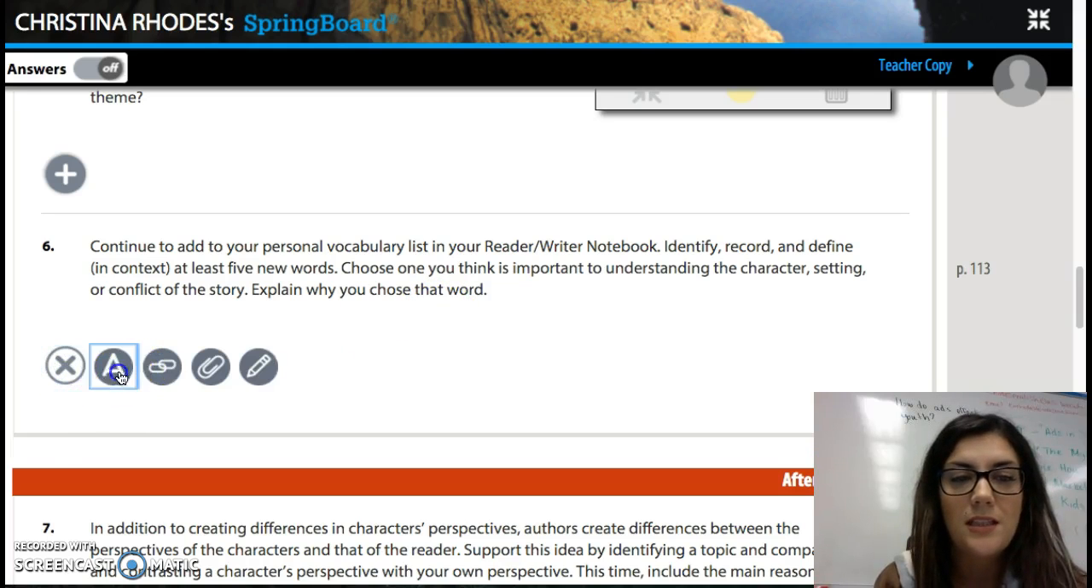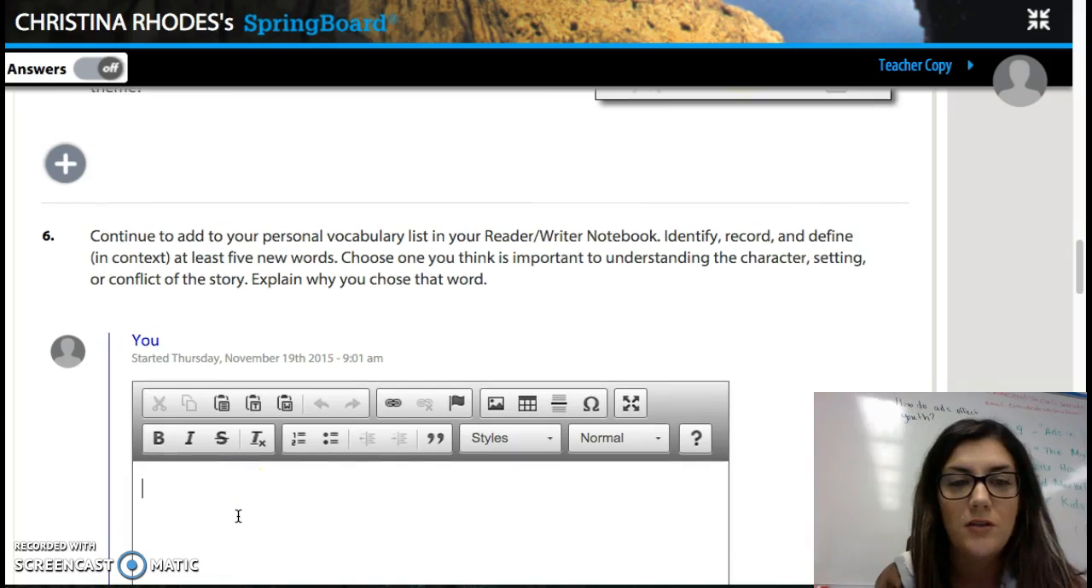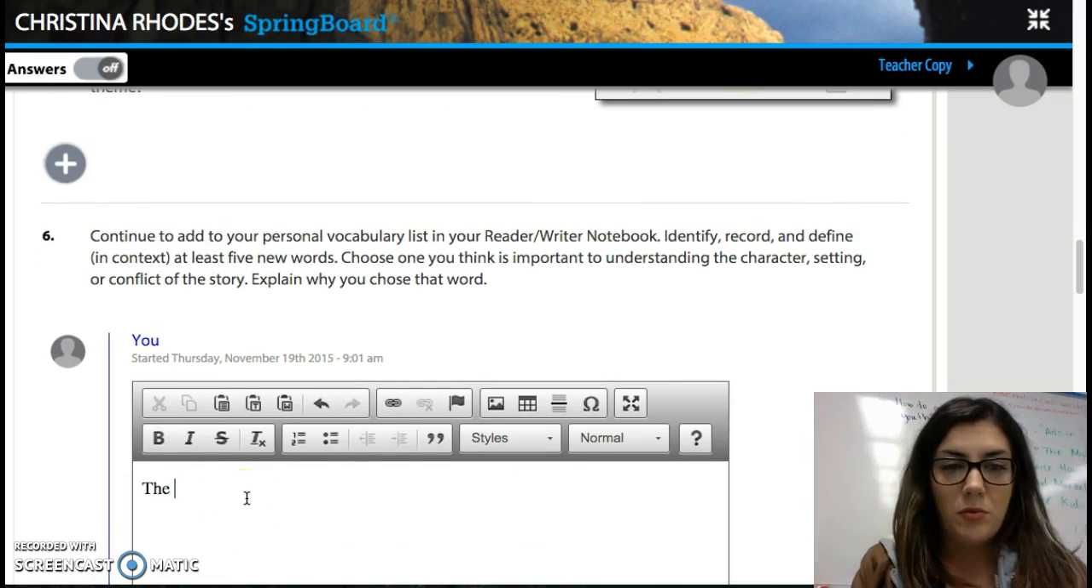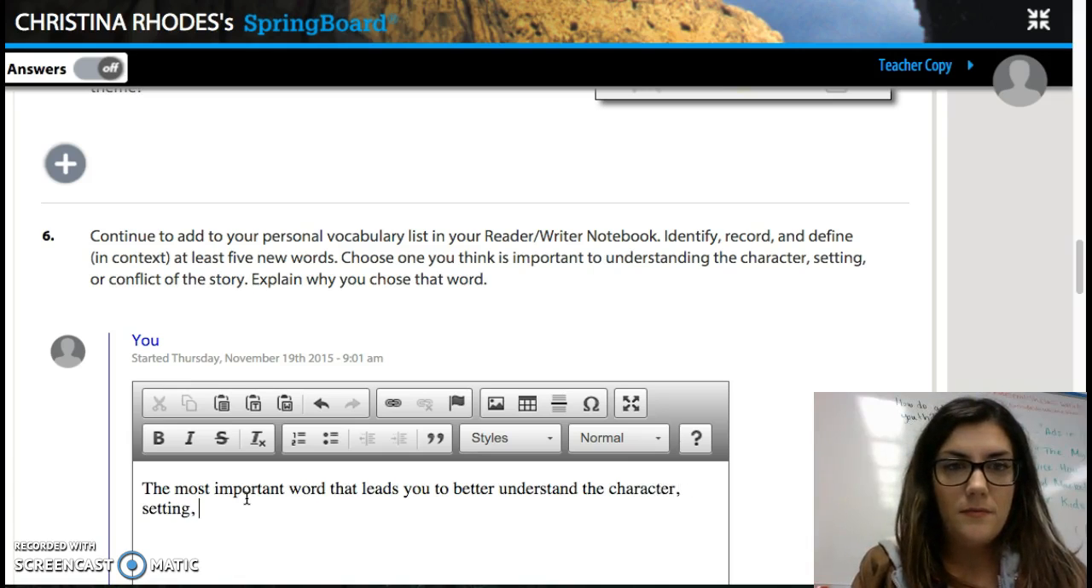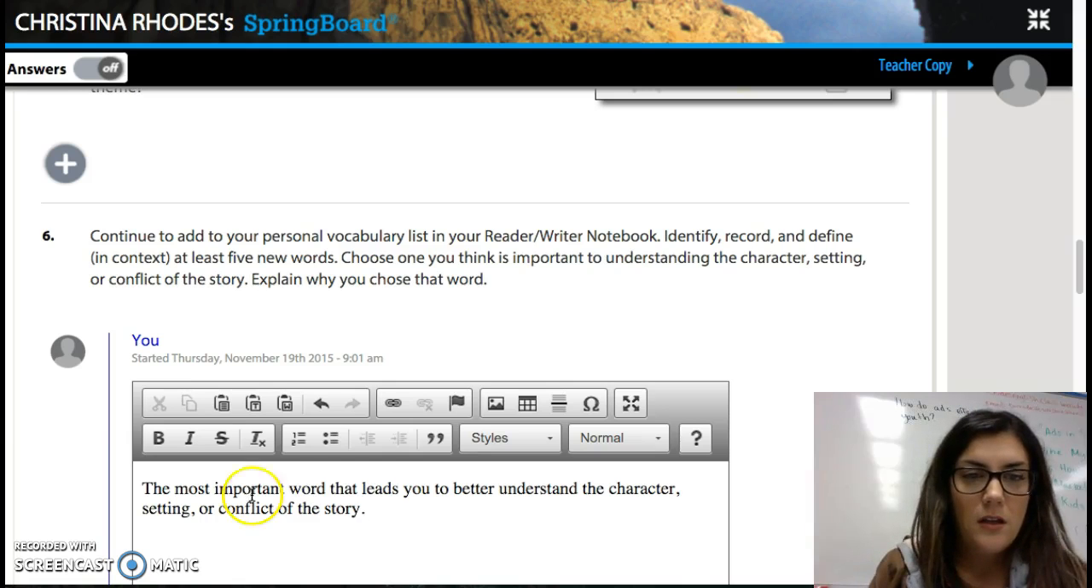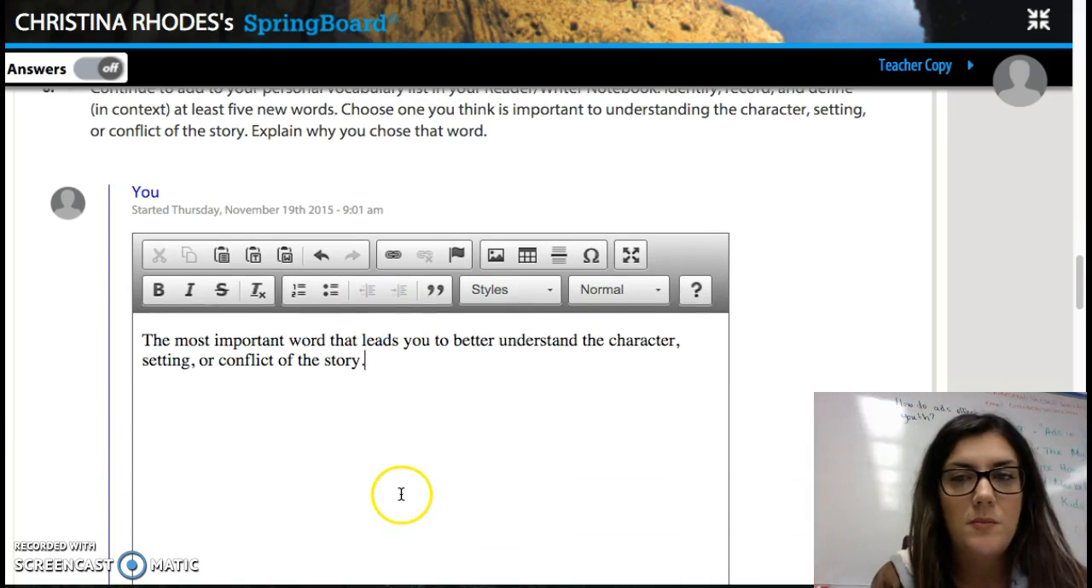So on number 6, I should see out of your 5 words that you found, you are going to put one word, the most important word, here, that leads you to better understand the character, setting, or conflict of the story. Okay? So you do need the word, the sentence, and then your response on how you better understand the character, setting, or conflict of the story.